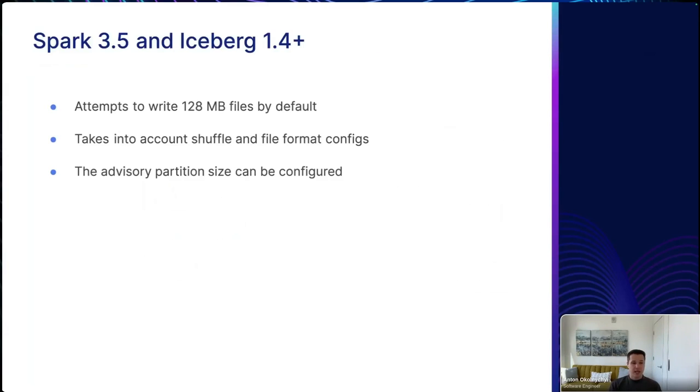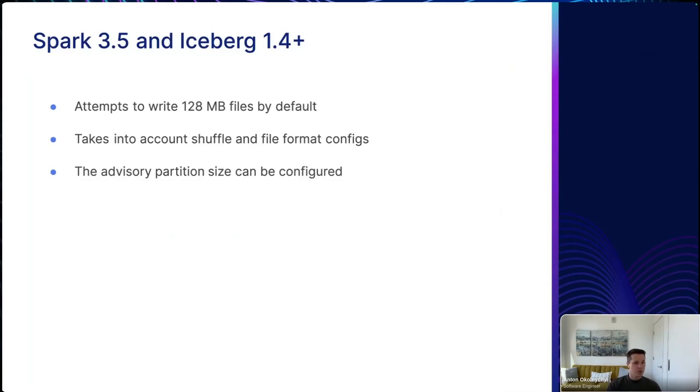We've invested pretty heavily in fixing this in Spark and Iceberg. So in Spark 3.5 and after Iceberg 1.4, the data source should try to write 128 MB files by default. And it does this by looking at the shuffle config and at the file format config. And it tries to estimate the compression ratio and adjust the advisory partition size based on that. If this is not enough, you can still tune that manually and increase it to a larger value.